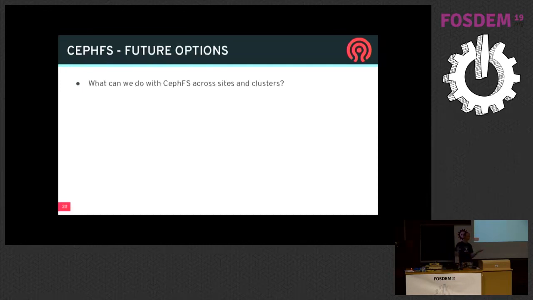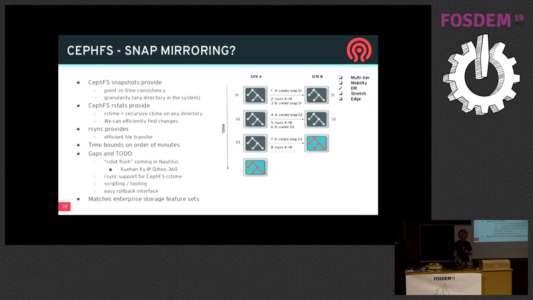So what can we do beyond this? That's what CephFS will do today. What are the things that we could do with CephFS to improve the multi-cluster capabilities? We're going to talk about a couple of different options. So the first thing that we could do, and that we're talking about doing, is something called snap mirroring.